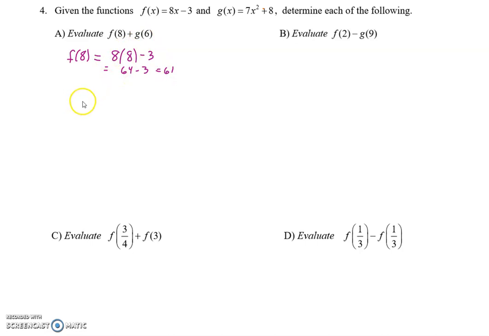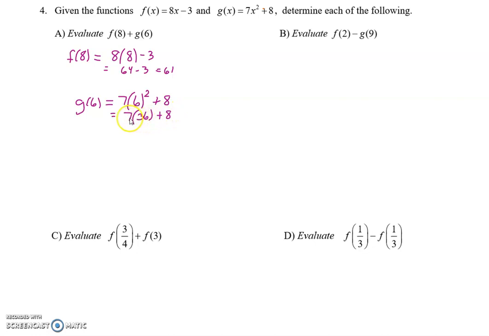Now we're going to evaluate g of 6. So g of 6, this time our x value is 6, but we're going to use the equation for g, which is this quadratic equation over here, the one with the 7x squared plus 8. So we're going to rewrite, and we're going to substitute 6 where x is. So 7 times 6 squared plus 8. And using our order of operations, we know that we have to do this exponent work first here, and we have to square the base of 6. So that is going to be 7 times 36 plus 8.